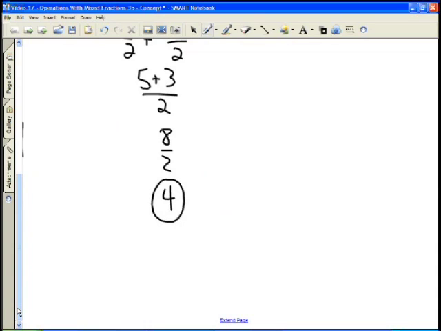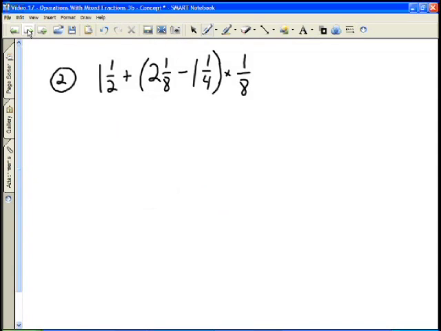Let's take a look at our next example and make it a little bit harder still. So if you look at this one, we've got a subtraction within a bracket and then a multiplication at the end. So again, in terms of operations, we're going to have to do our brackets first. But it is important here to convert all of our fractions to improper fractions first. So let's go ahead and do that.